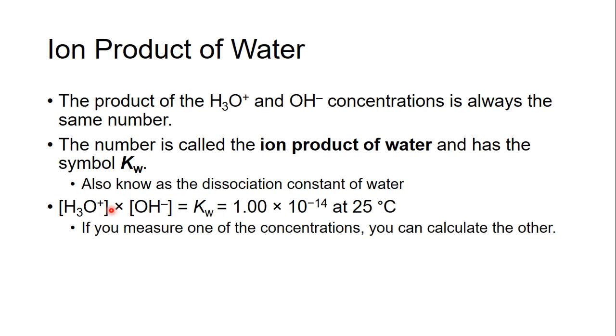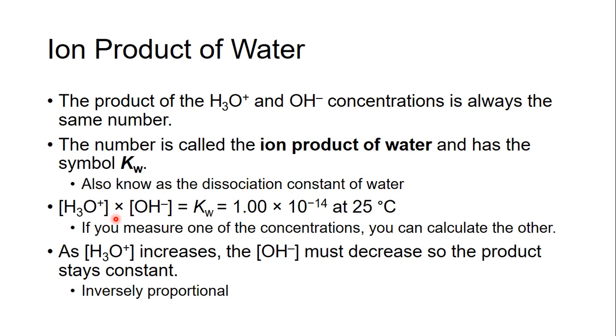What that means is, if we know the concentration of H3O+, then we know the concentration of OH- automatically by solving this equation, and vice versa. If we know the concentration of OH-, if we know the temperature, we must know H3O+ as well, because we know what Kw is. And what this also means is, as you increase one concentration, the other concentration must decrease, because these two numbers must always give you Kw. Therefore, we will say these concentrations are inversely proportional. As one increases, the other one decreases.